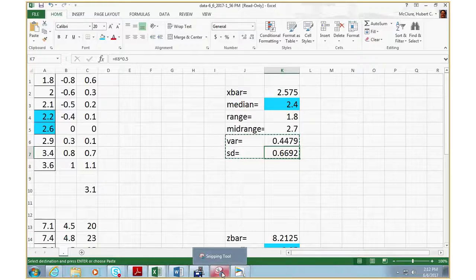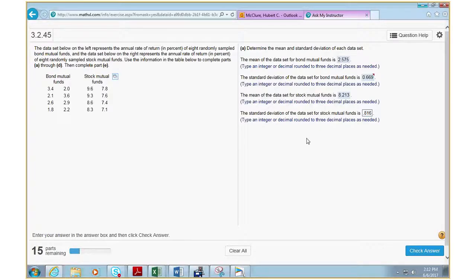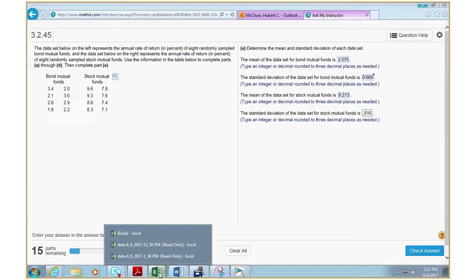Well, y'all got to write all this stuff down because I ain't going to come back to it. Okay, the mean of the data set for the mutual funds, that's these. So did I get 2.575? Yeah. Did I get 0.669? I thought I did. All right, what about the next one? 8.2 and 0.816? Let me look. I'll have to look.